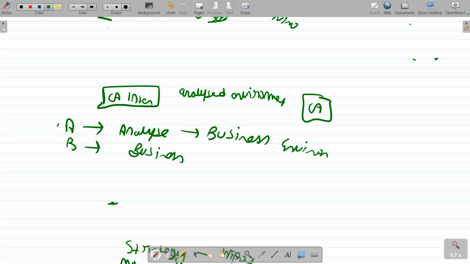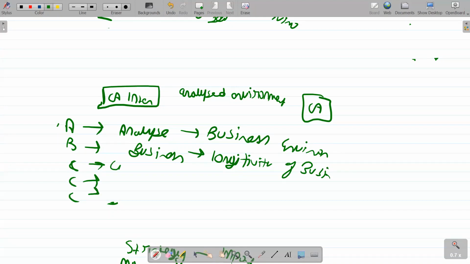B for business. What business, sir? We are studying the importance of strategic management. So strategic management enhances the longevity of business. Now C, for which we have seen three things. C for core competency, C for competitive advantage, and C for corporate defense mechanism.